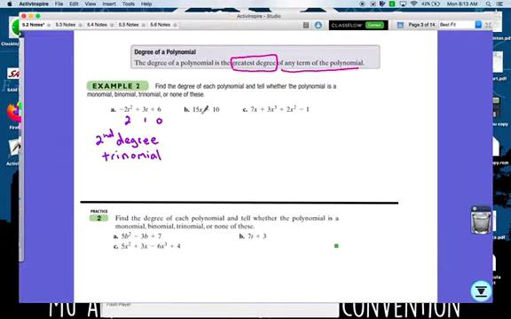All right, B, we have the x, which has a degree of 1. We have the constant term 10, which has a degree of 0. So the highest degree is 1, so this is a first degree. And then we have 2 terms, so it's a binomial.